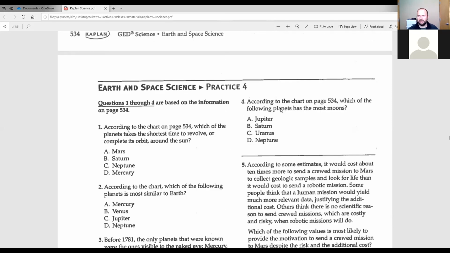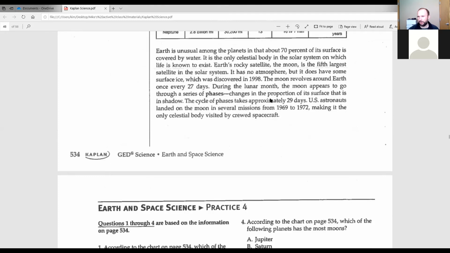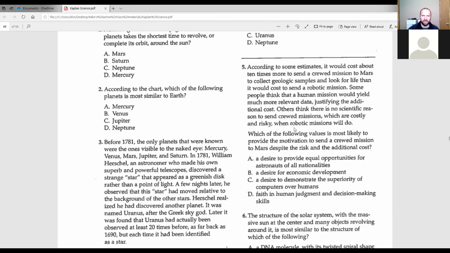All right, so let's look at number 4. I'm not going to have us do this one, okay? According to the chart, which of the following planets has the most moons? That's just a matter of looking at the chart and reading. All right, we know Saturn. Easy question, and unfortunately, not something you're going to see on the test. You're not going to see something that easy. So, by practice.